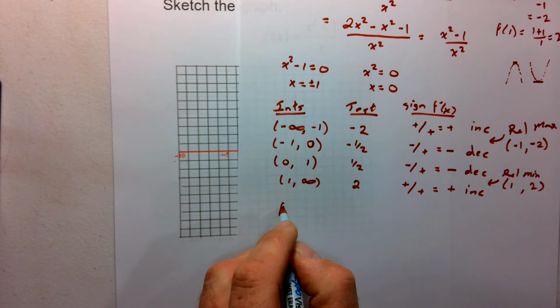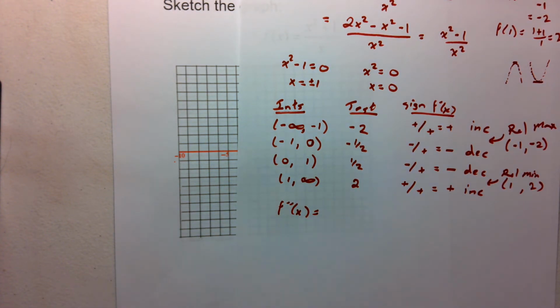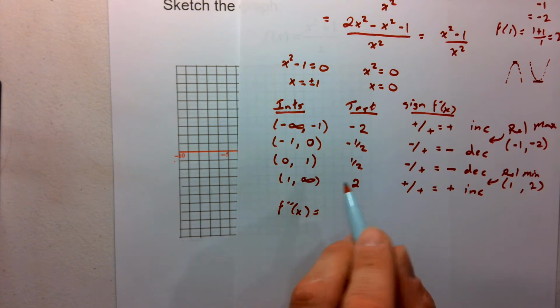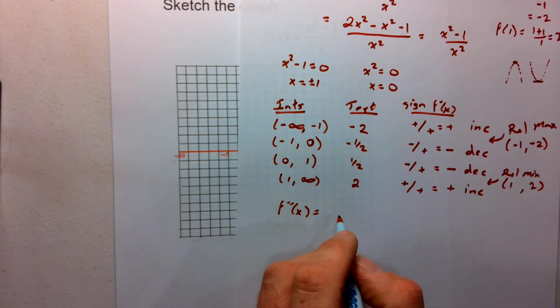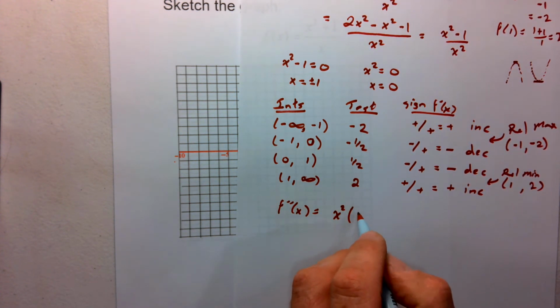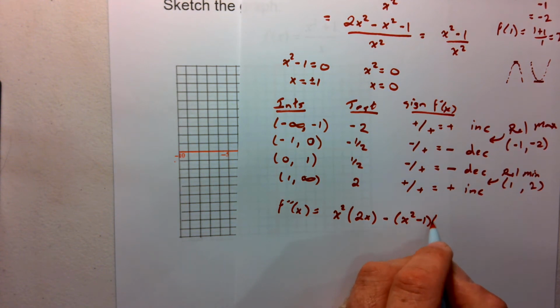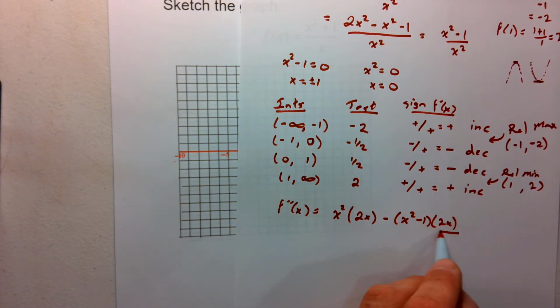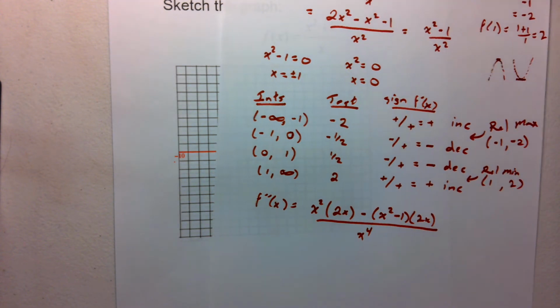Now we can go ahead and find our second derivative, remembering our second derivative is going to tell us about our concavity and points of inflection. So I'm going to take my simplified form of the first derivative and find the second derivative. Again, I have a quotient rule. So I have low, which is x squared, times the derivative of the numerator, minus the numerator times the derivative of our denominator, and that's going to be divided by the denominator squared.